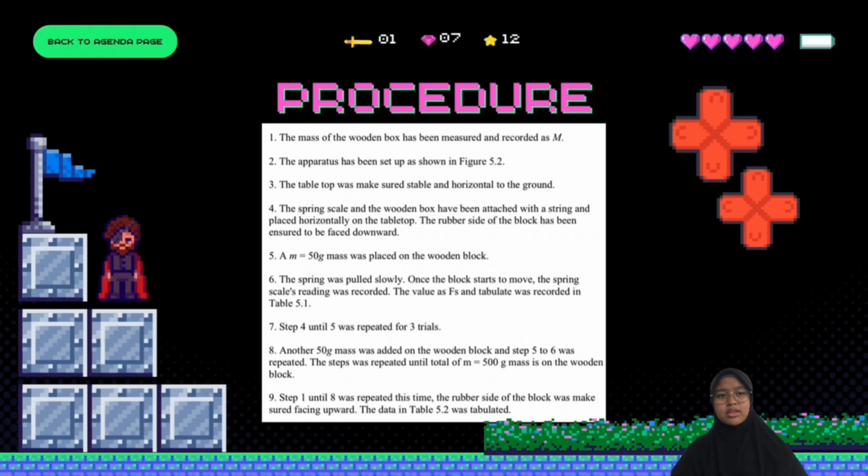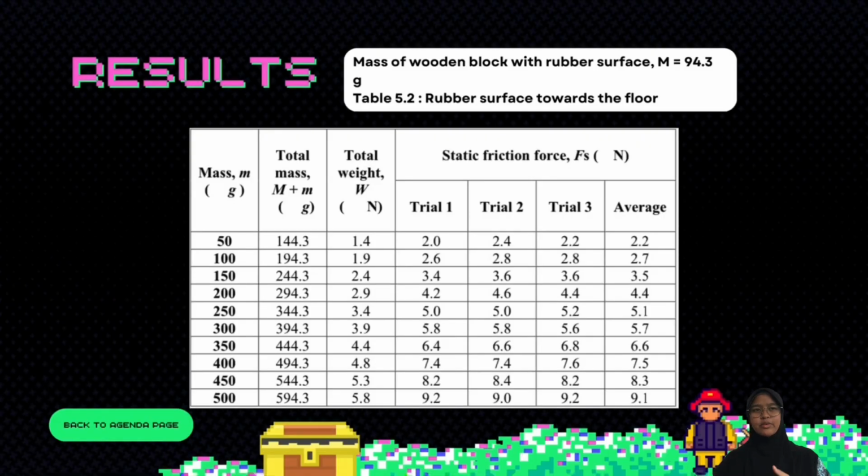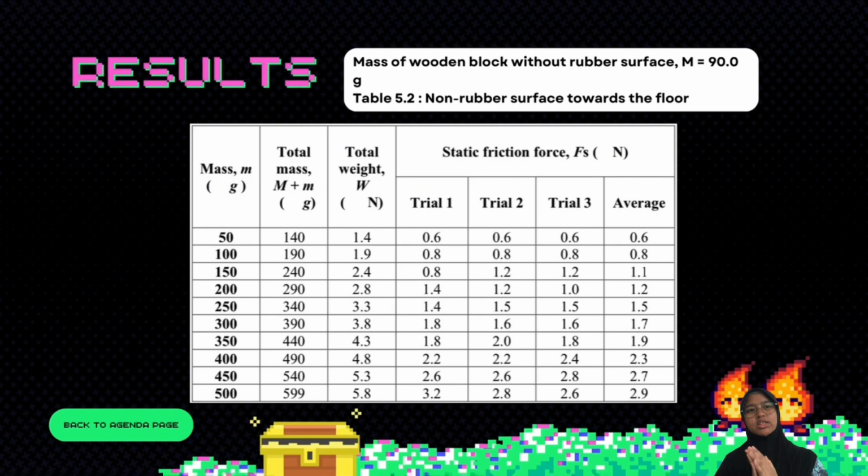This time, the rubber side of the block was made sure to face upward, and the data was tabulated in table 5.2. For the result, we are going to have two different kinds of result: the first one is the rubber surface toward the floor, and the second one is the non-rubber surface toward the floor. In this result, we repeat 3 trials to get the average.